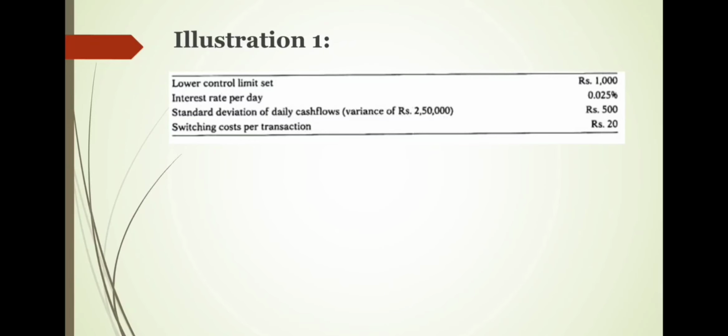Let's move on to the first problem. The lower control limit set is rupees 1000. The interest rate per day is 0.025%. The standard deviation of daily cash flows is rupees 500, that is, the variance is rupees 2,50,000, and the switching cost per transaction is rupees 20. Let's move on to the solution.